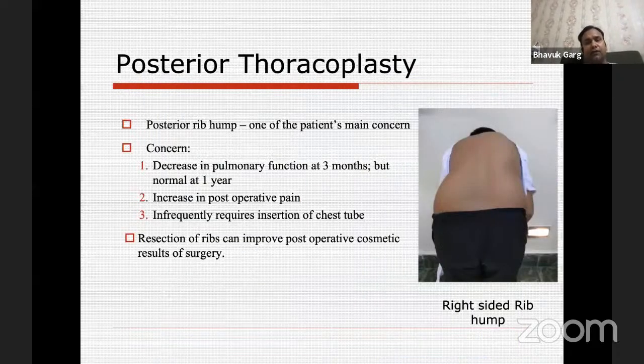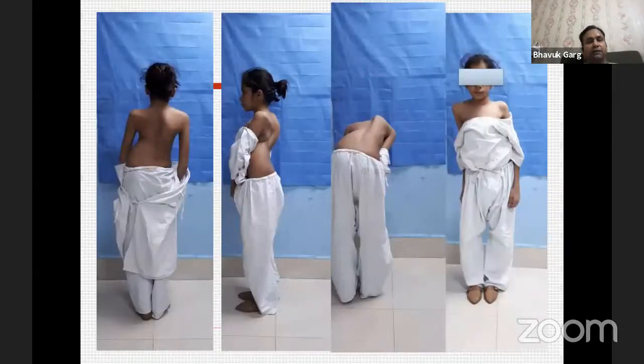Thoracoplasty is again a very good tool, especially in very stiff curves. The patients are worried about their cosmetic concern. So if your head is balanced over the pelvis and you give them good cosmesis, this is improved. You can resect up to 6 ribs, but I usually never go beyond 3 ribs in my practice.